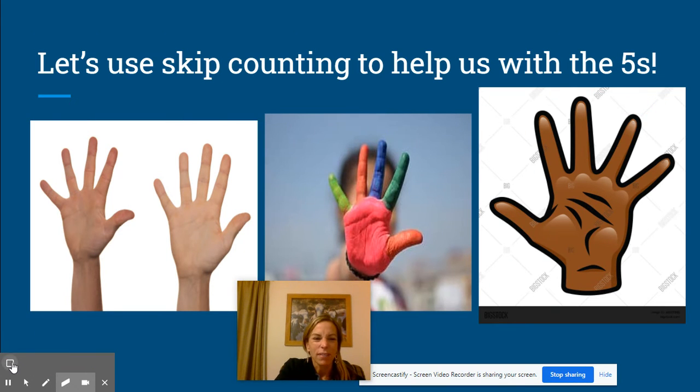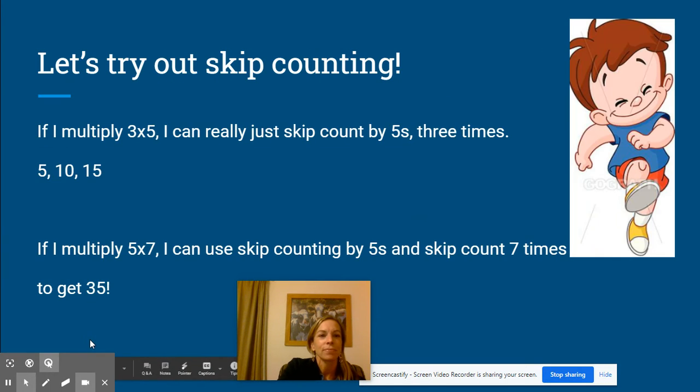You already had a little bit of a preview, but that's okay. All right. So let's try out skip counting. If I multiply 3 times 5, or 3 groups of 5, I can really just skip count by fives 3 times. 5, 10, 15. Easy. If I multiply 5 times 7, I can use skip counting by fives and skip count 7 times to get 35. Watch. Remember like we did before?